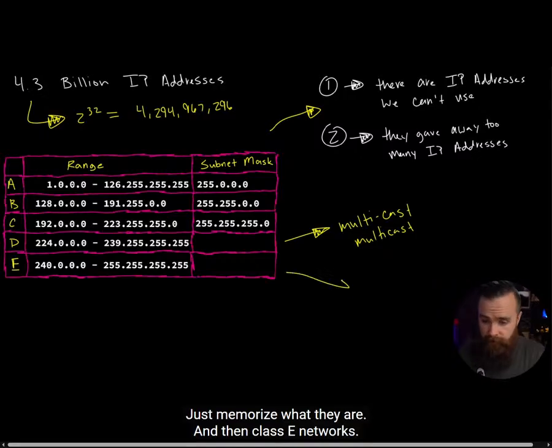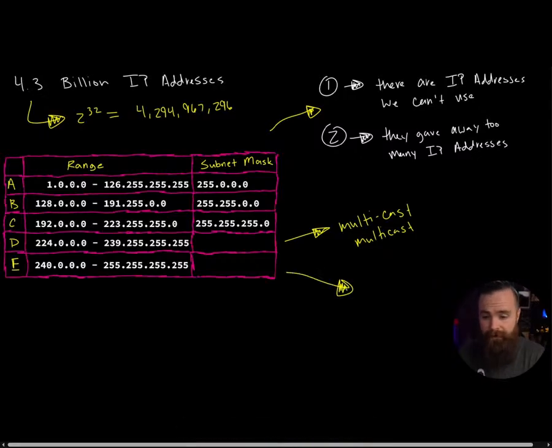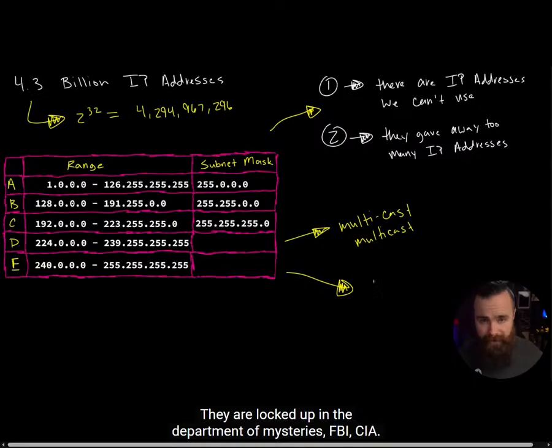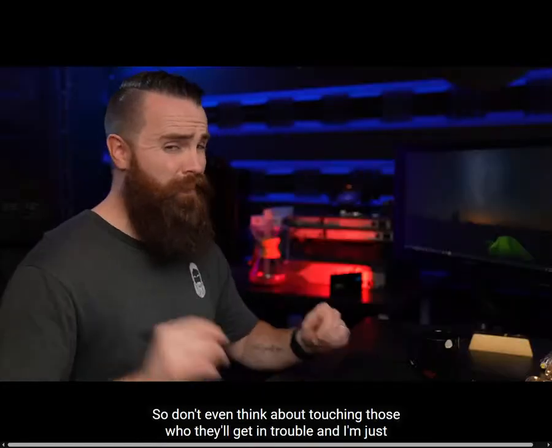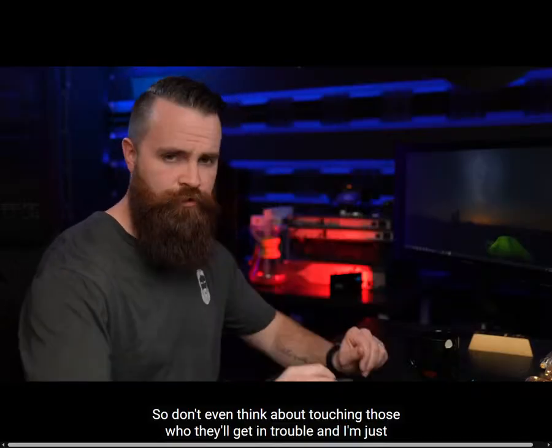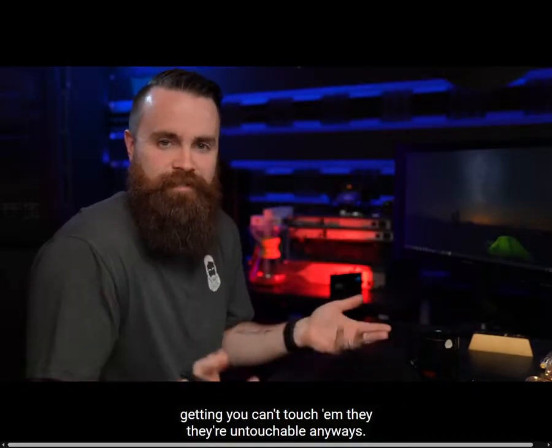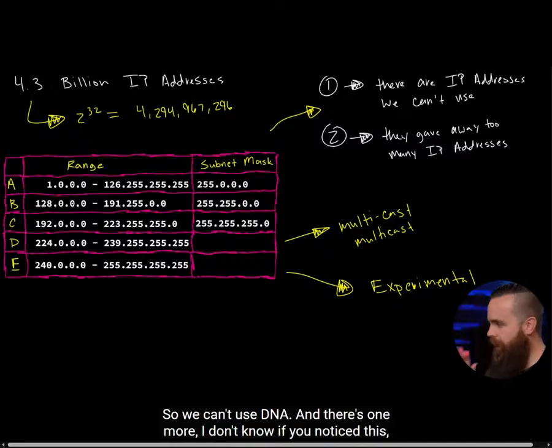And then Class E networks, these bad boys are mysterious. They are locked up in the Department of Mysteries, FBI, CIA, I don't know. They are experimental. So don't even think about touching those. Whew, you'll get in trouble. I'm just kidding. You can't touch them. They're untouchable. Anyways, so we can't use D and E.